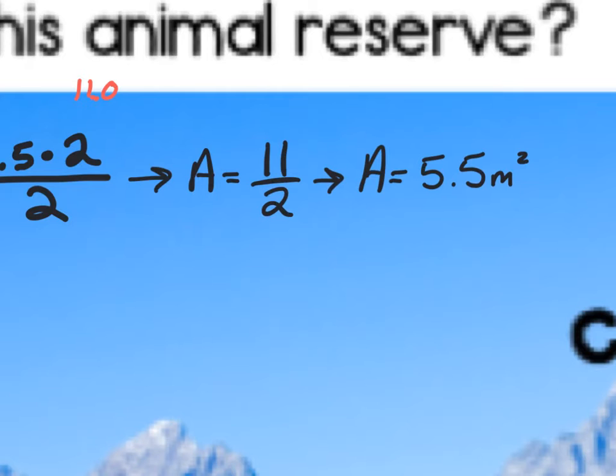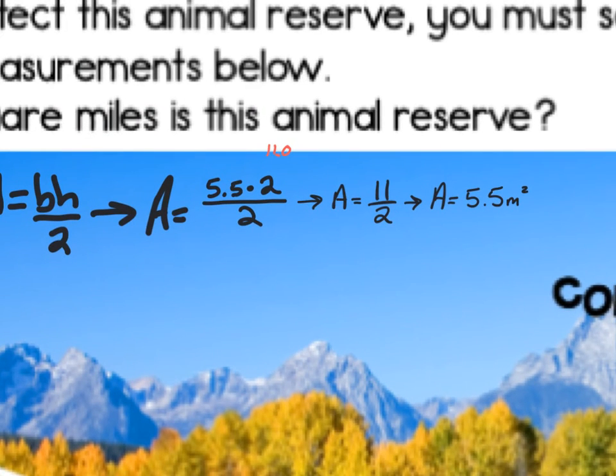Now, I do want to talk about something here, because when you have fractions here and you've got a 2 on top and a 2 on the bottom, you can actually cancel those 2 out and have your answer right away of 5.5. And that's, as you see, what we got. But by doing it this way, you get 5.5 times 2 gives you 11. And then when you divide it by 2, you get 5.5. So either way, your area for the triangle is 5.5 miles squared.